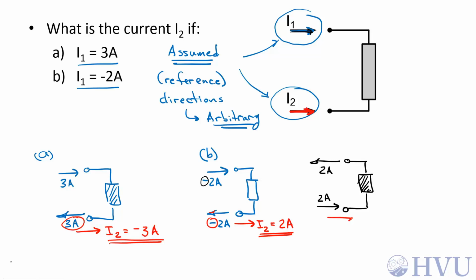My sign convention is that I2 is positive entering the lower terminal. This arrow and this arrow are going in the same direction, so now I don't have to change my sign on this number, and I2 is equal to positive 2 amps. The results, however, are exactly the same as they should be. We can play games with our signs, but as long as we're consistent, we'll get to the same final number.